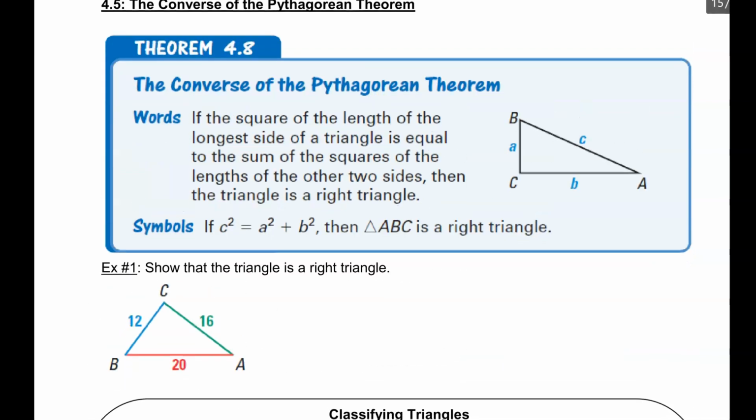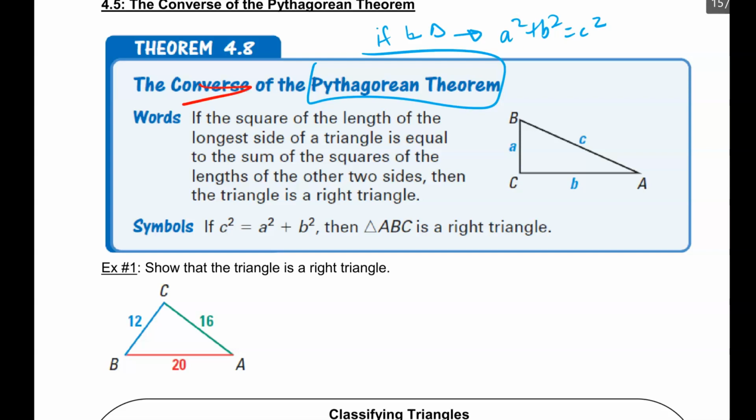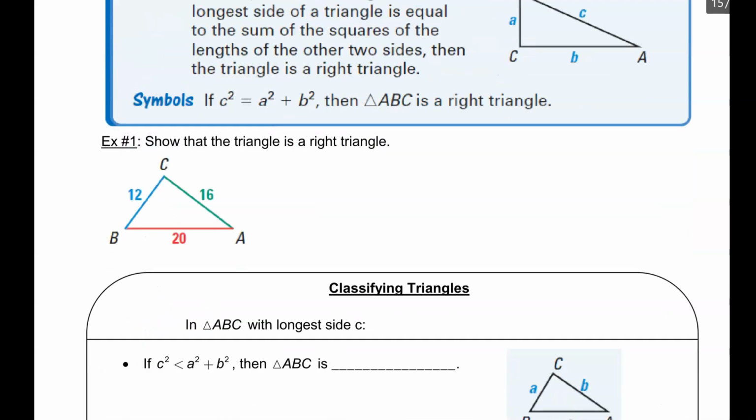So the converse. Remember, Pythagorean says a squared plus b squared equals c squared only if we have a right triangle, right? So if we have a right triangle, then we can use the Pythagorean theorem. Now we have the converse, which is the opposite way. So if a squared plus b squared equals c squared, if that's true, then we can prove that the triangle is a right triangle. So let's show that this is a right triangle.